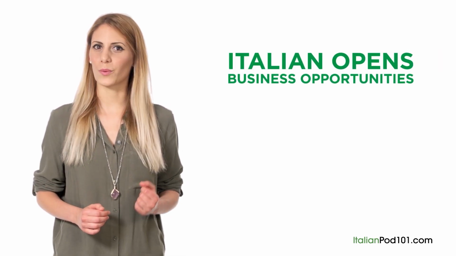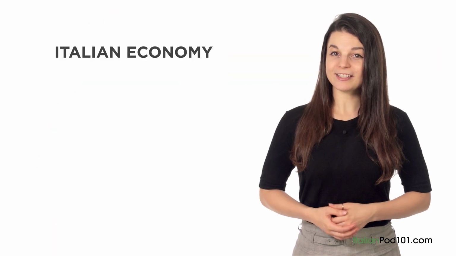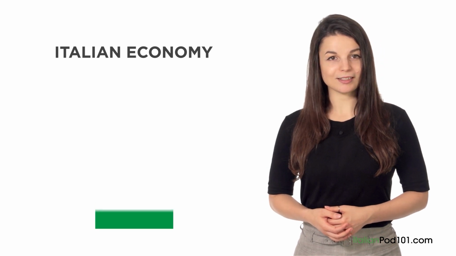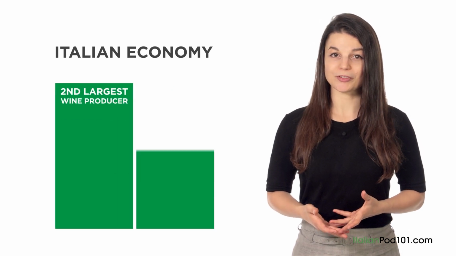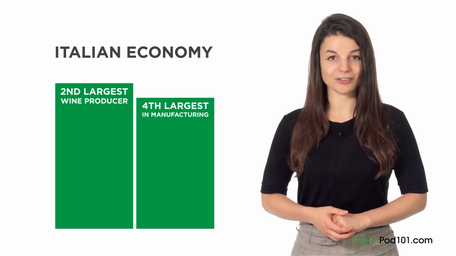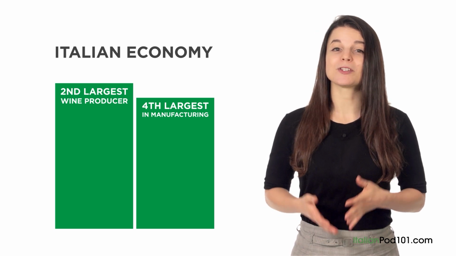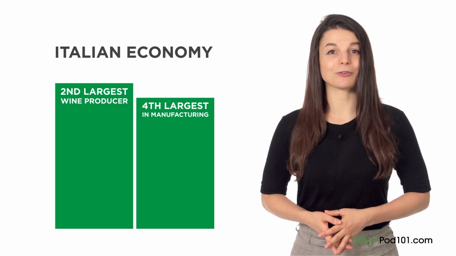Of course, it's not all just about food. What about business opportunities? Italy is a highly developed country with a dynamic economy. It's the world's second largest wine producer and the fourth largest manufacturing country. Italian production is renowned all around the world for its high-quality creative goods. Major Italian industries include fashion, cars, jewelry, and of course, food.